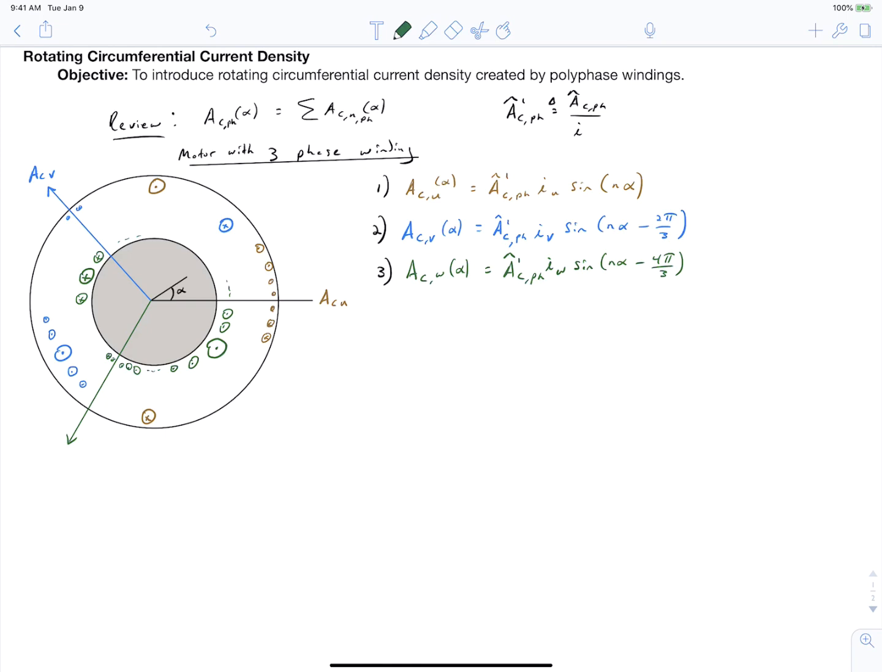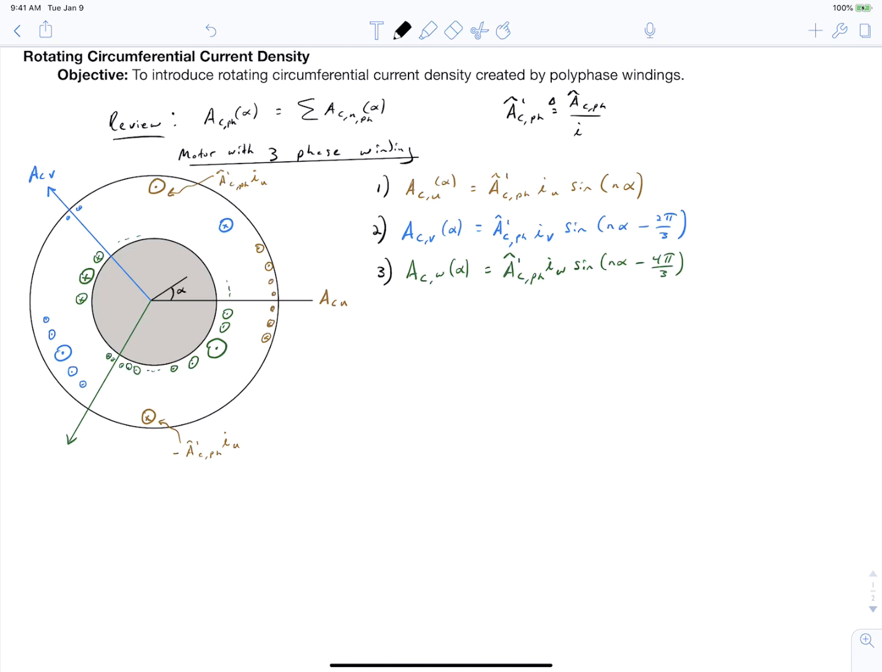And I've drawn these on different levels: the outer ring is phase U, the middle ring is phase V in blue, and the inner ring is phase W in green. That doesn't really mean anything of significance. It's just to try to make the drawing clearer. This is an equivalent current density that is a single harmonic of the actual circumferential current density as we've been talking about in the previous videos.